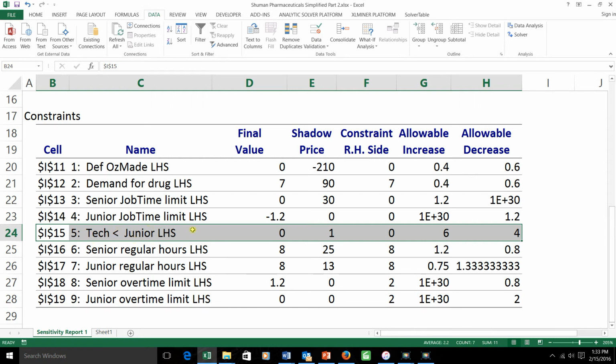Well, I'm talking about increasing the right-hand side by 3, because the tech's hours are the junior chemist time plus 3 more hours. Can I increase the right-hand side by 3? The allowable increase says, yes, I can. I can increase it by up to 6. That means I can trust the shadow price, which is 1. The 1 tells you that we're supposed to make $1 more of profit for every 1 more hour that the lab tech can work on his own. So, if I'm allowing him to work 3 hours on his own, profit should go up by $3.